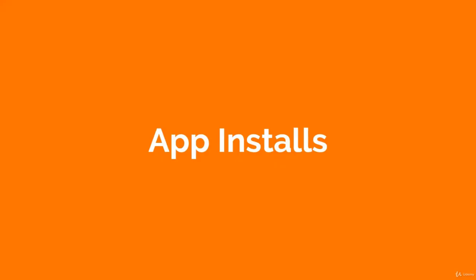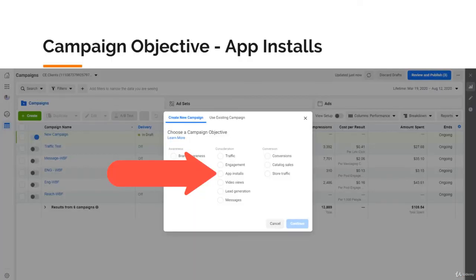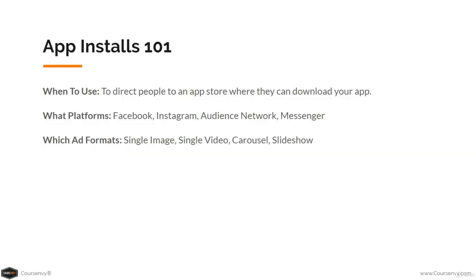Next, app install objective. So select the campaign objective, app installs. App install ads are used to direct people to an app store where they can download your app. You can promote these on the platform of Facebook, Instagram, the Audience Network, or Messenger via the format of single image, single video, carousel, or slideshow.